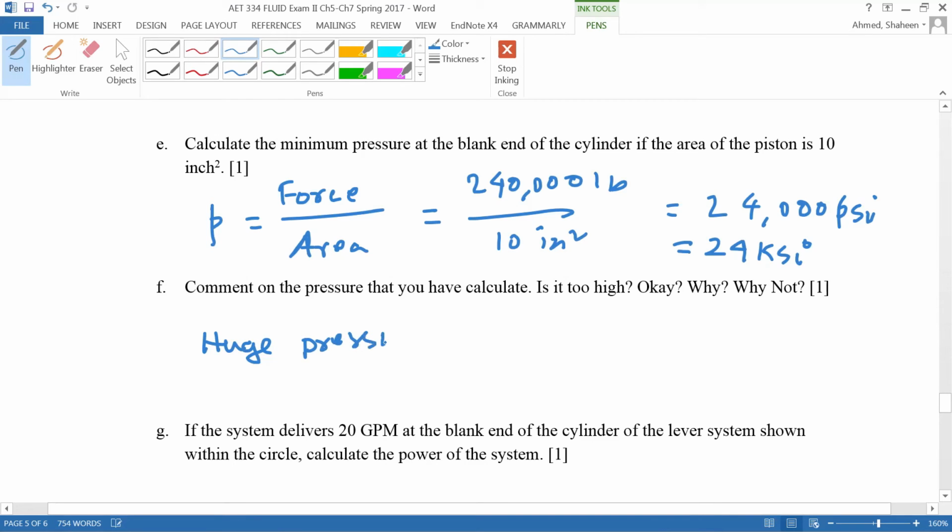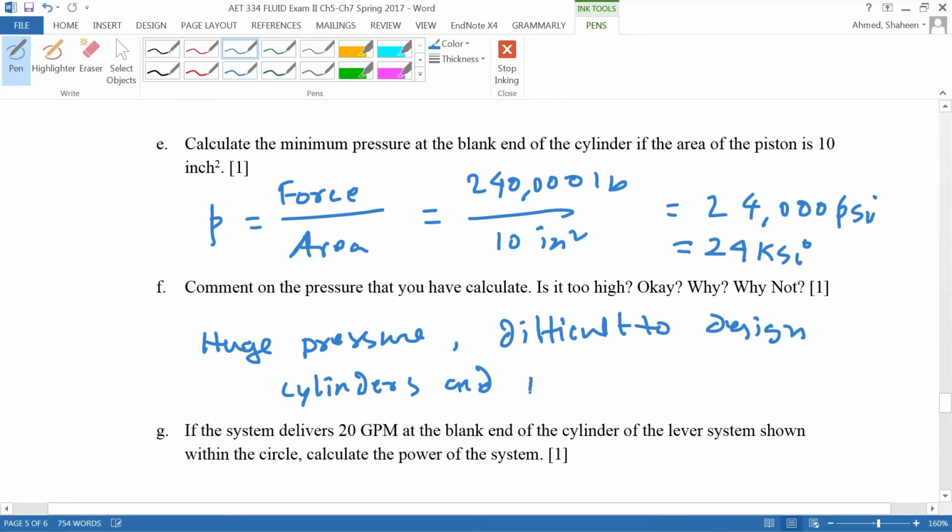It will be difficult to design the cylinder like that. Difficult to design cylinders. Also pumps that produce that much pressure.